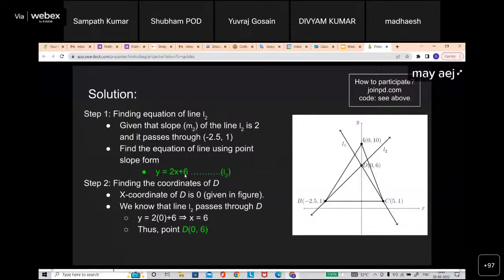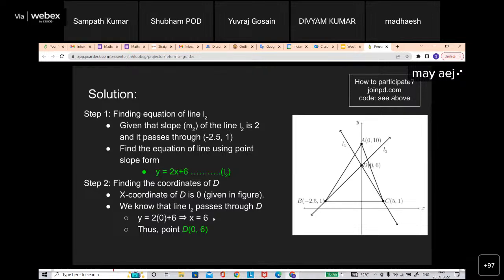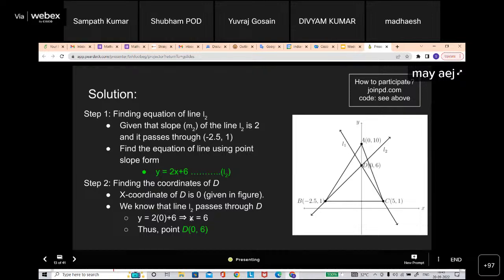Now find the coordinates of point D. How would you find it? You can see that it is intersecting the y-axis. That means when it intersects the y-axis, x is going to be 0. In that case, when we substitute x is equal to 0 in this equation, you will get y is equal to 6. Sorry, there is a typo here. Y is equal to 6 you will get. So the coordinates of point D are 0, 6.